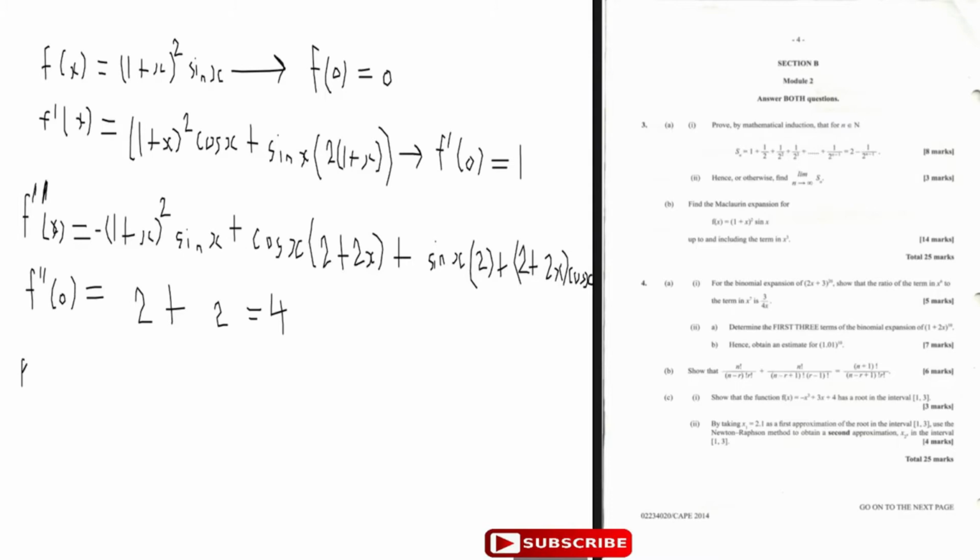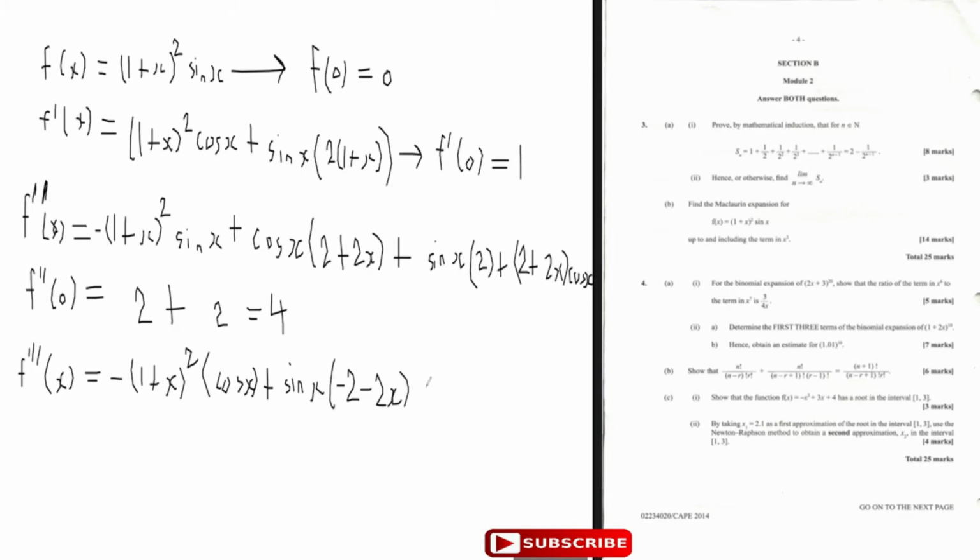Now we need to find f triple prime. Oh gosh, differentiating this 3 times. F triple prime of x is going to be equal to, differentiate this, keep the first, which is minus 1 plus x all squared. Keep the first times the derivative of the second. When you differentiate sine, you get cos x, plus you keep the second, which is sine x, times the derivative of the first, and the derivative of the first is minus 2 minus 2x.